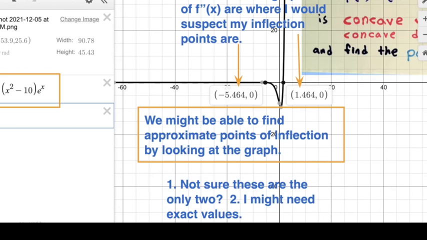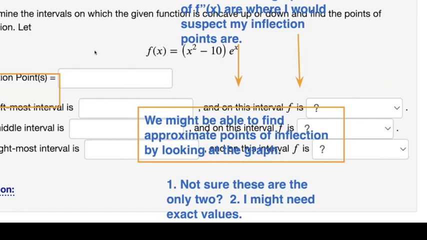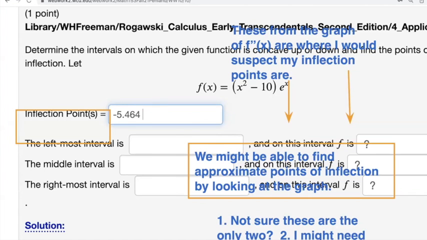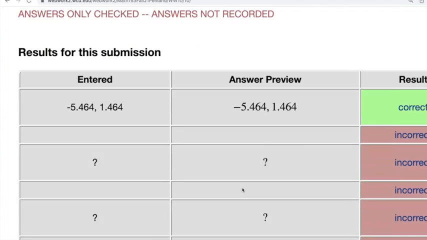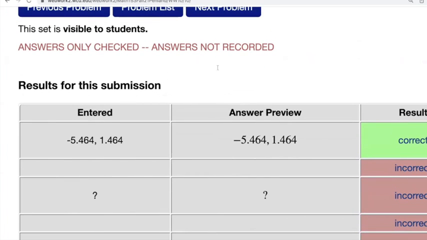I'm curious if I type that into WebWork whether or not that's a high enough degree of accuracy. Negative 5.464, comma 1.464. You check answers, and it tells me that's correct. So for this problem, using the graph was good enough to give WebWork what it wanted.